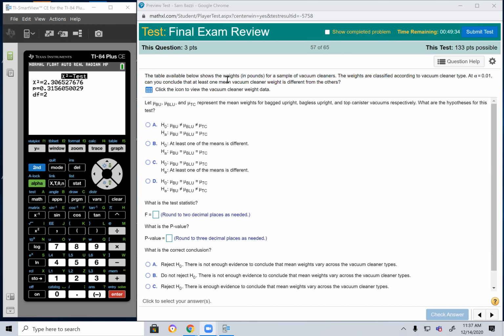The table available below shows the weights in pounds for a sample of vacuum cleaners. The weights are classified according to vacuum cleaner type. At alpha equal 1%, can you conclude that at least one mean is different from the others?